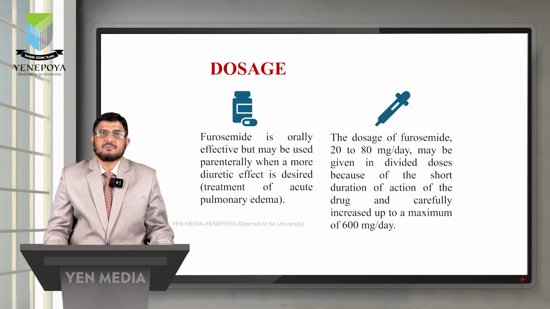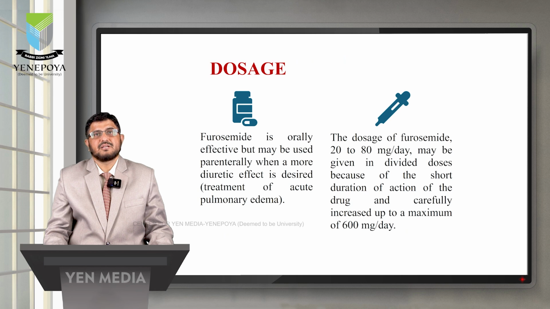Coming to the dosage form, furosemide is orally effective, but may be used parenterally also. The dose of furosemide is 20 to 80 mg per day, and may be given in divided doses because of the short duration of action of the drug, and can be carefully increased to a maximum of around 600 mg per day.